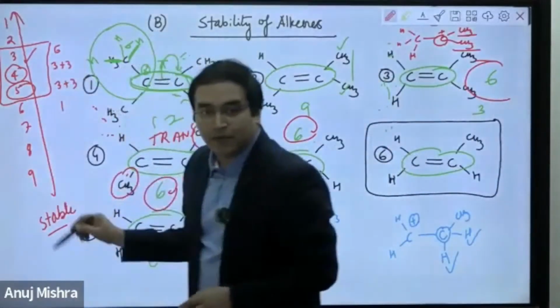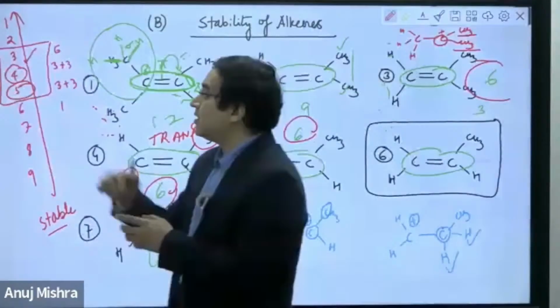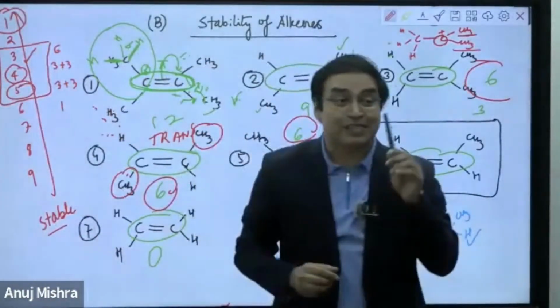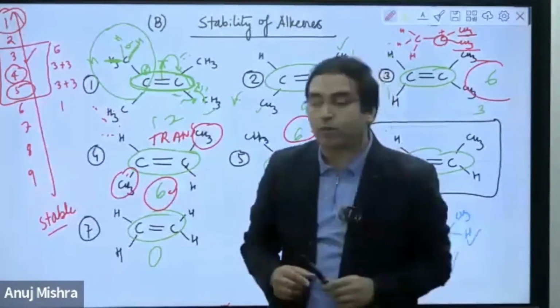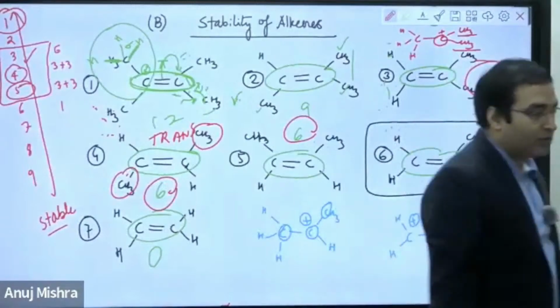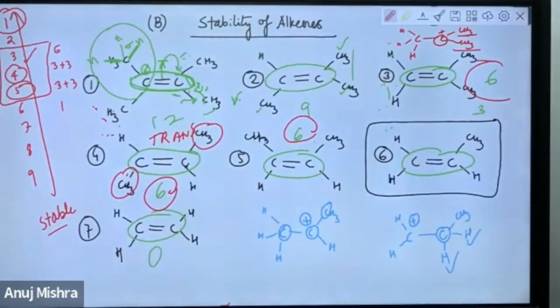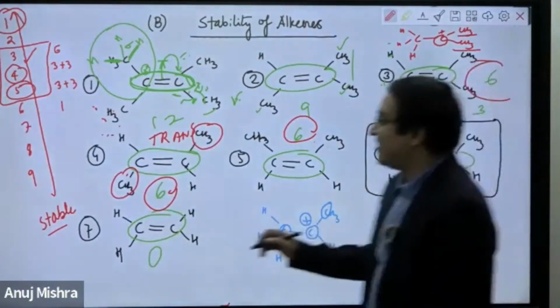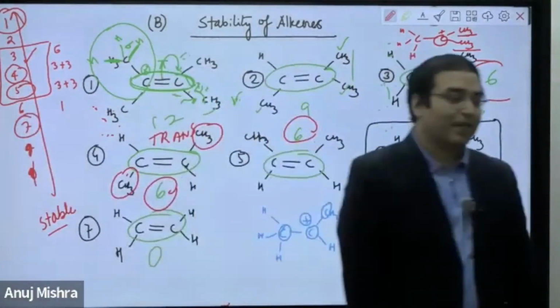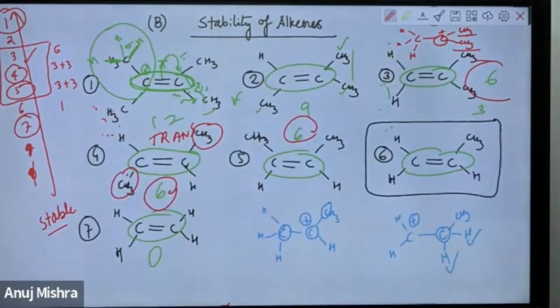The sequence is clear. If you know the sequence, can I say this is the most stable alkene? If a question comes in exam, which is the least stable alkene, what should be your answer? Write down. Ninth one is least stable alkene. Oh, sorry, seventh. Seventh one is least stable alkene.